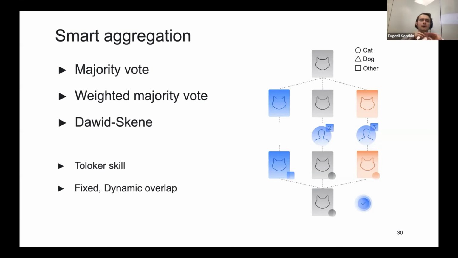Okay. Can we improve it somehow? Of course. The first option for improvement is skill-based aggregation, which is present in weighted majority vote and Dawid-Skene and others, which I will not talk about. And the other improvement is about overlap, fixed and dynamic overlap.